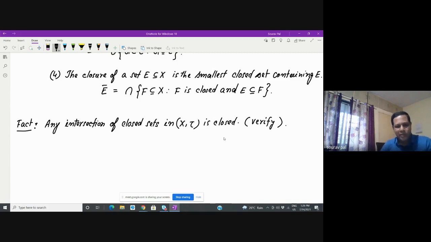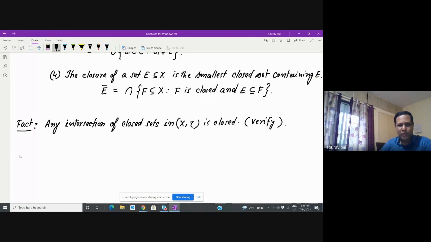Anyway, you are going to see all these things in the assignment. So you had better be prepared so that it becomes easier for the teaching assistant. And this basic topology is all fun. It's not difficult at all. It's just basic set theory, nothing else.